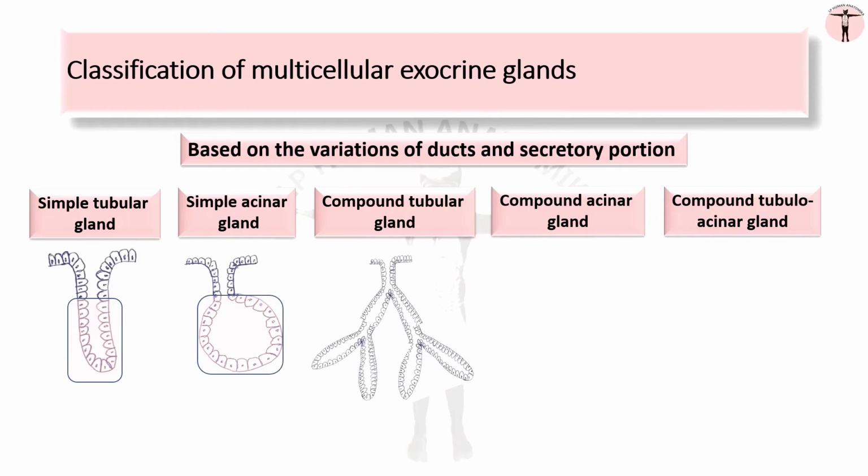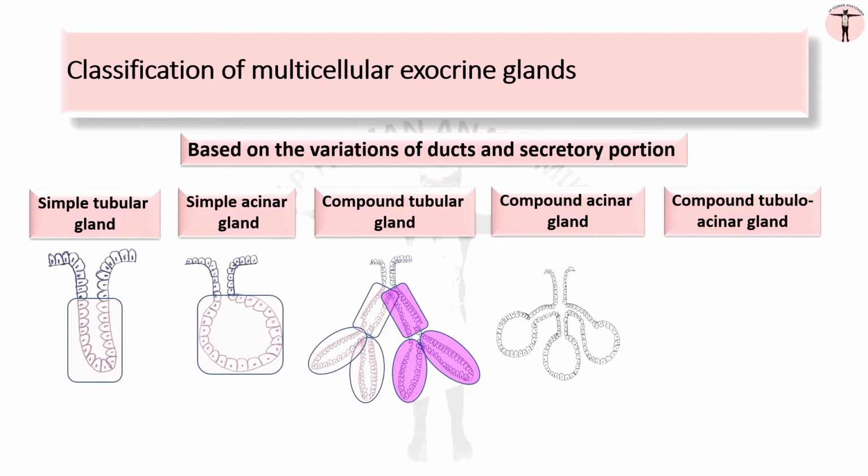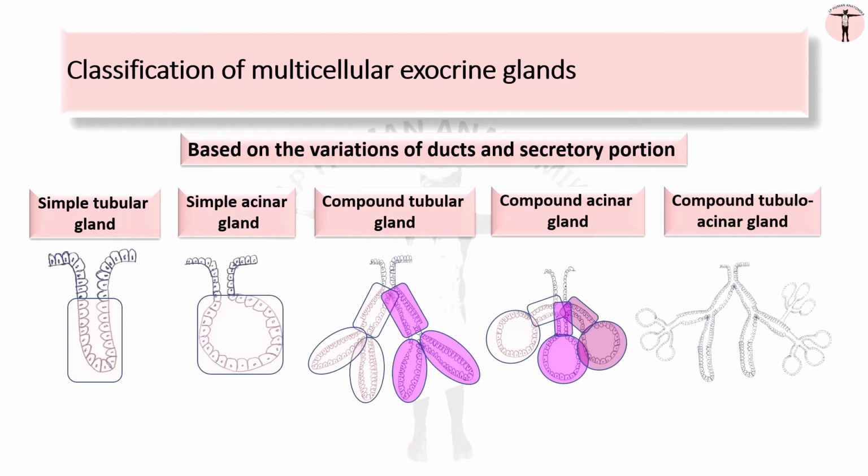Compound tubular gland has numerous secretory portions in the form of tubes having their own ducts. Compound acinar or alveolar gland has numerous secretory portions in the form of acini or alveoli having their own ducts.